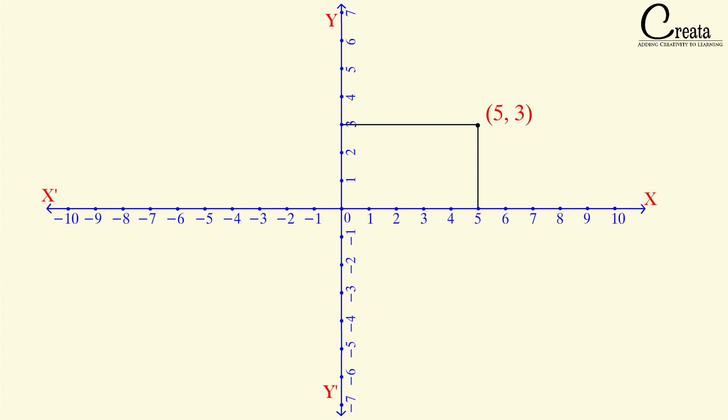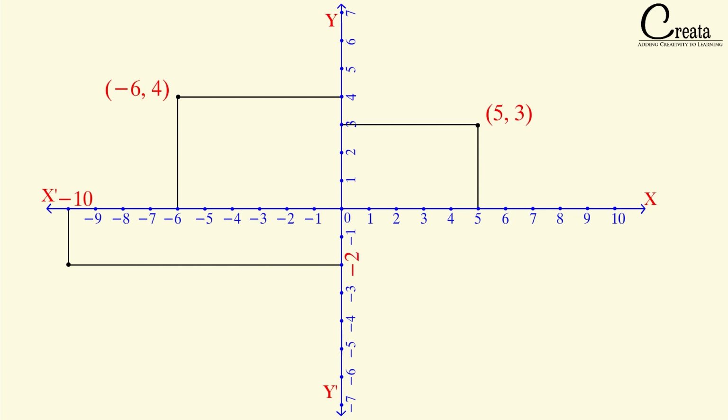Similarly, let's take some negative examples. Here, if we talk about this point, we have to find its location. Let's draw the lines perpendicular to the x-axis and y-axis. It is crossing the x-axis at -6 and the y-axis at +4, so its coordinate will be (-6, 4). Similarly, for this point, its x and y coordinates will be -10 and -2. Both are negative. So we got its location as (-10, -2).